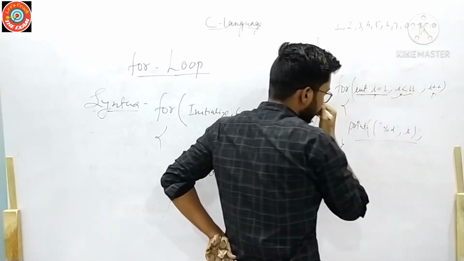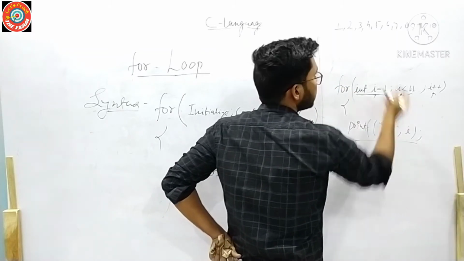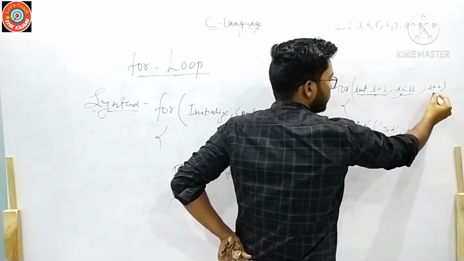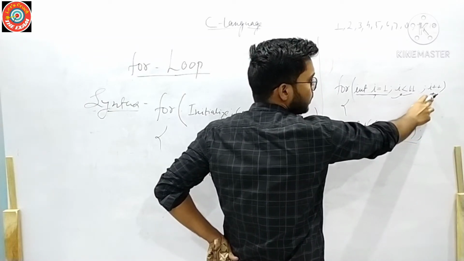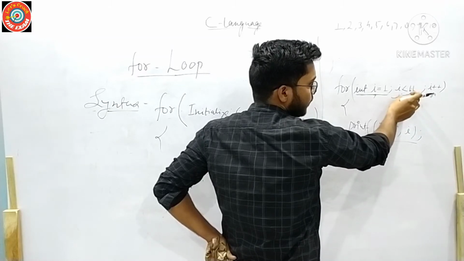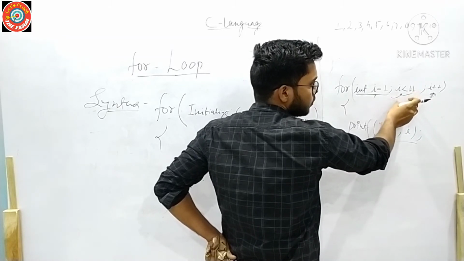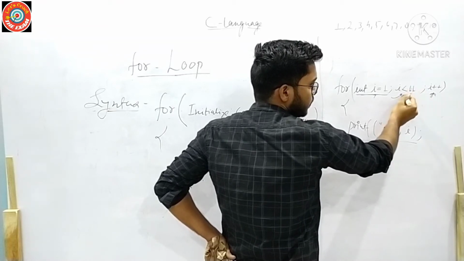Now the value of i is 10. It will print the value of i, 10, here, and then it will come to the increment operator. Now the value of i will become 11. The condition will be false, because 11 is not less than 11. 11 is equal to 11, so this condition will be false.